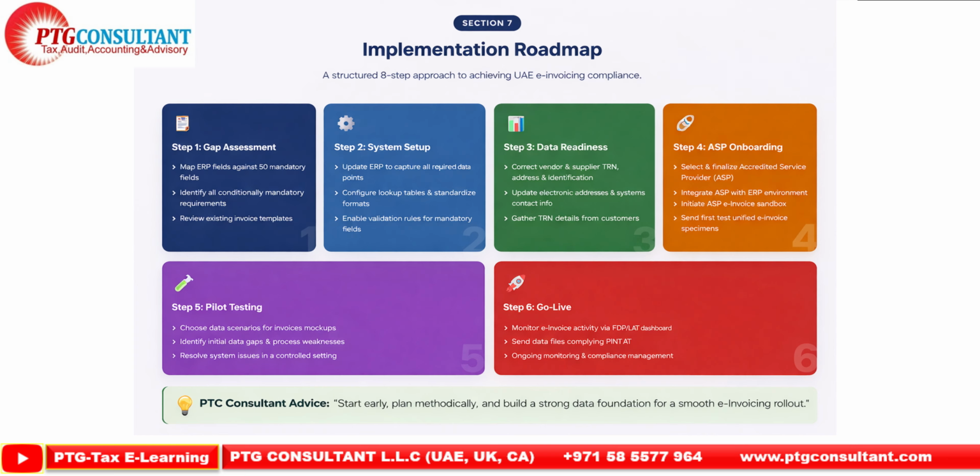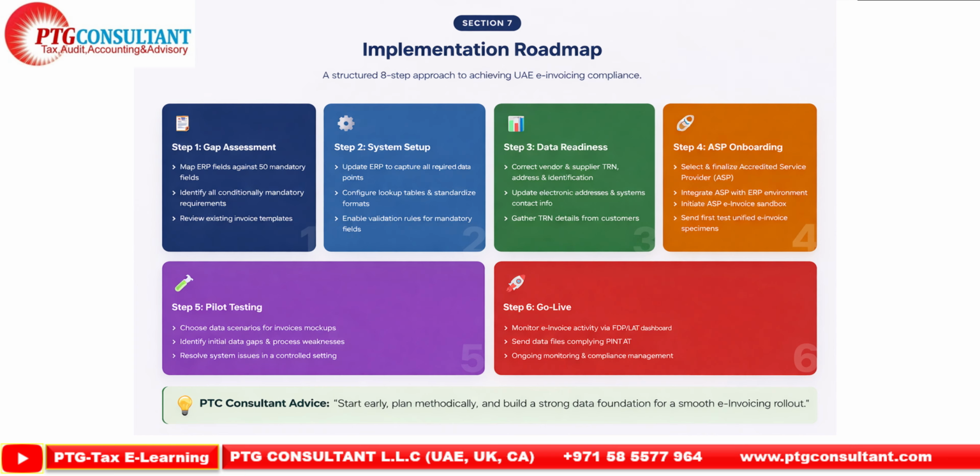Step 2 is system setup. Update your ERP to capture all required data points. Configure lookup tables and standard codes, and establish validation rules for mandatory fields. Step 3 is data readiness. Contact your vendors and suppliers to close data gaps. Obtain electronic addresses and system identifiers, and gather tax registration number details from all counterparties.